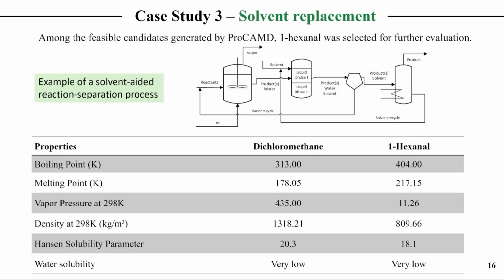The table shows several properties of both compounds. While 1-hexanol has a higher boiling point and lower vapor pressure than dichloromethane, it still satisfies the target design criteria and therefore remains a viable candidate for substitution. However, the important solubility-related properties are similar. This means both can serve to dissolve similar solutes. However, property matching alone is not sufficient. A detailed hazard assessment is also required before a final substitution decision can be made.